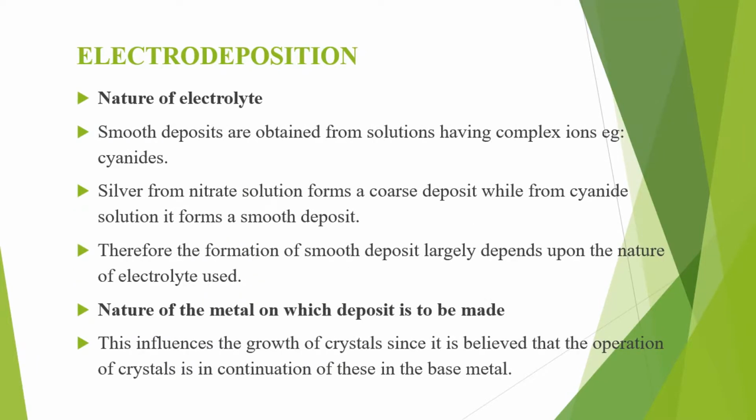Next factor is nature of electrolyte. Smooth deposits are obtained from solutions having complex ions. Example, cyanides. So silver from nitrate solution forms a coarse deposit, while from cyanide solution forms a smooth deposit. Therefore, the formation of smooth deposit depends upon the nature of electrolyte used. Next factor is nature of the metal on which the deposit is to be made. This will influence the growth of crystals, since it is believed that the growth of crystals is in continuation of those in the base metal.